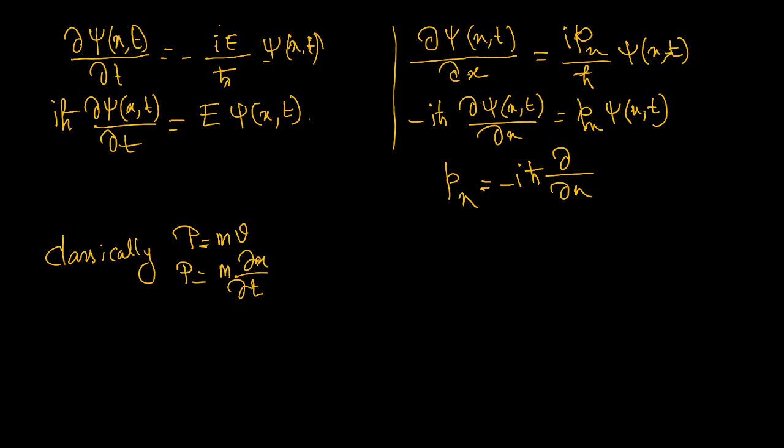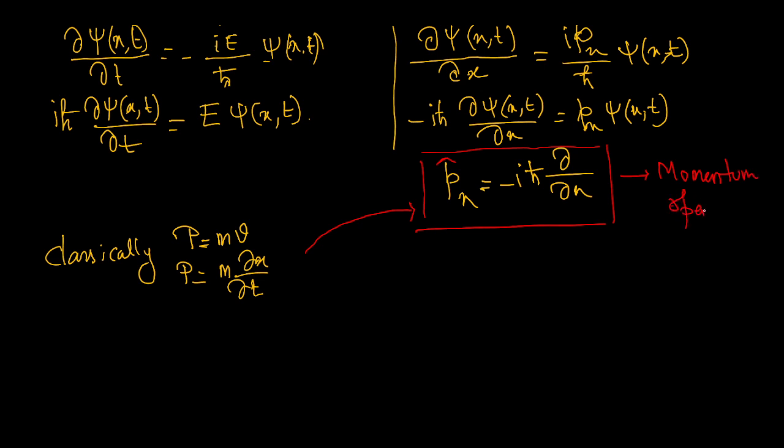Okay, you can see that in the classical picture, the momentum involves a time derivative, but quantum mechanically it goes from the time derivative to the position derivative, the space derivative. This is known as the momentum operator. With this, we are now ready to answer our first question of assignment 1.